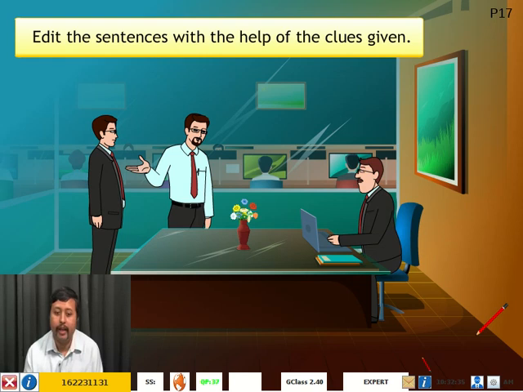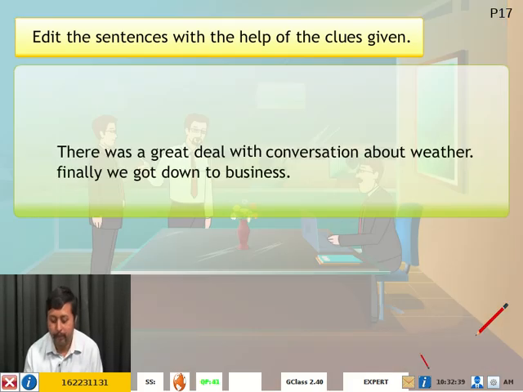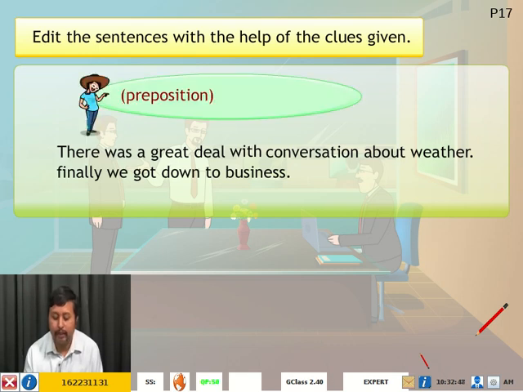Okay. Then edit the sentences with the help of the clues given. There was a great deal with conversation about weather. Finally, we got down to business. So first is what? Preposition. Where is that? It's this one. What should it be? It should be of. There was a great deal of conversation about what? Weather. Okay, so that's it.